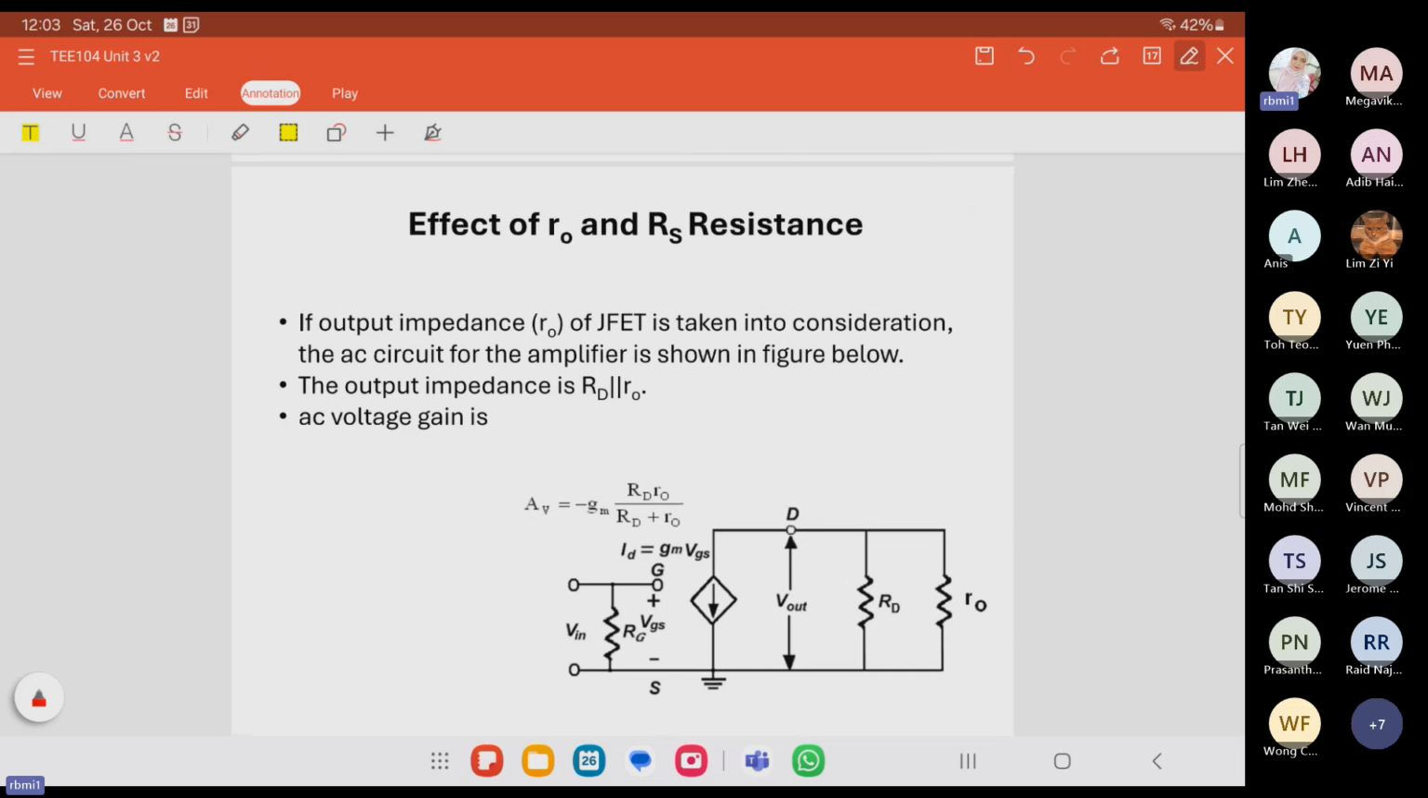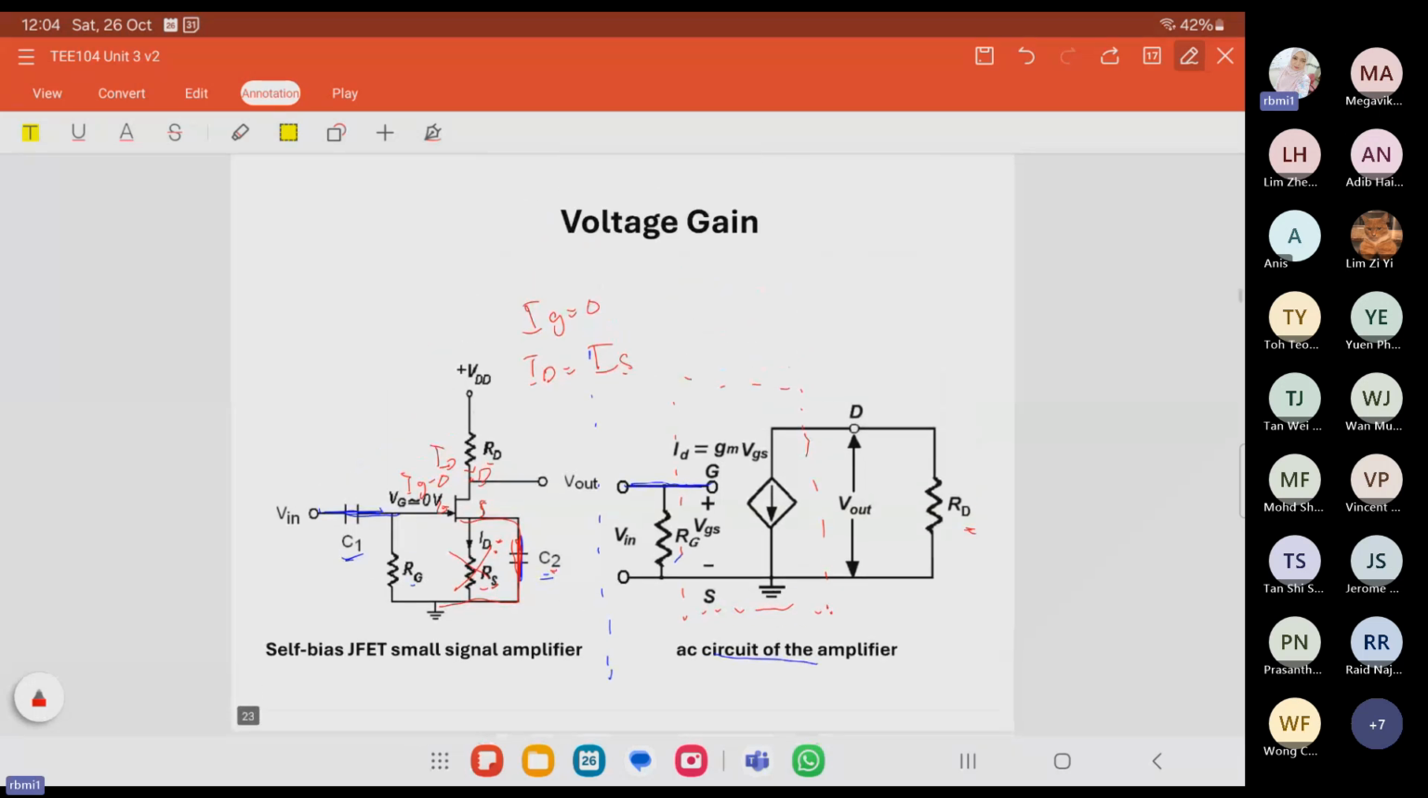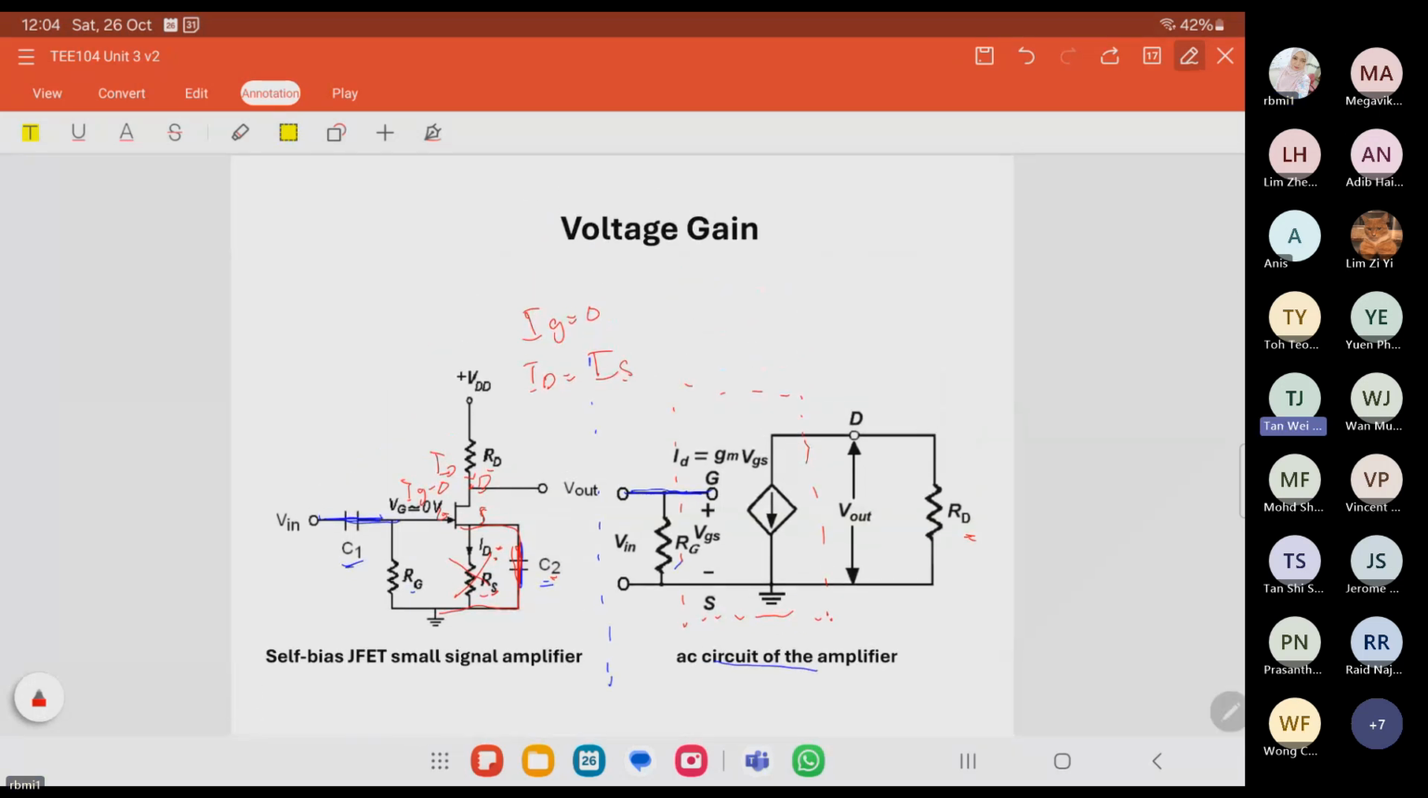Alright. What else in here? For the AC equivalent circuit, V out from this one is equal to minus VDS, equals to minus ID RD. Minus because for V out we assume the current is this way.